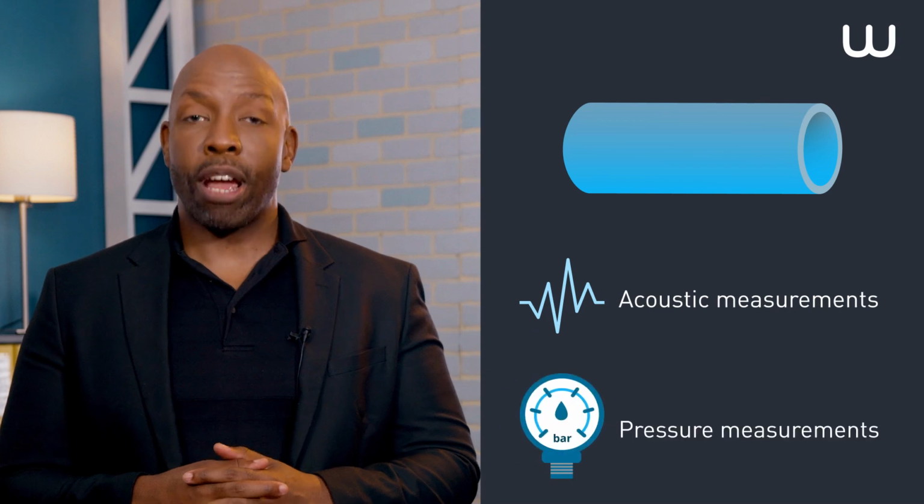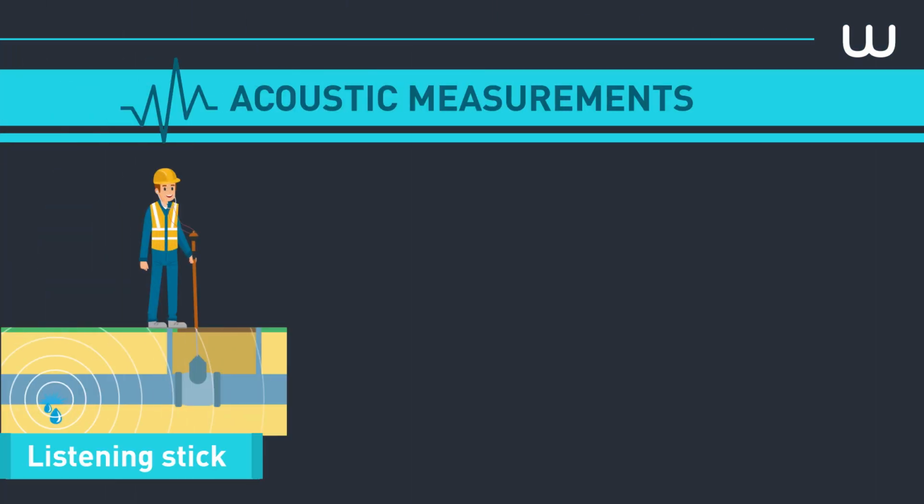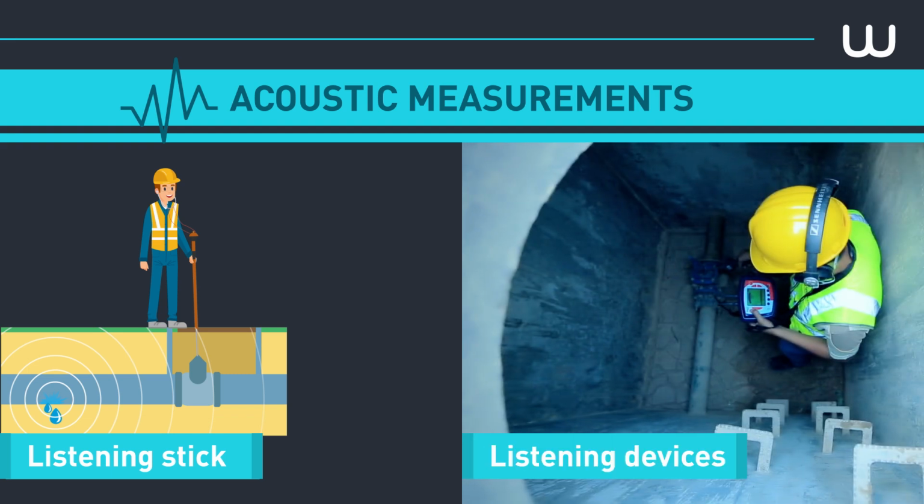Let's now look at the methods used to assess and monitor the condition of linear assets. Now, for drinking water networks, two methods are used: acoustic measurements and pressure measurements. For acoustic measurements, a listening stick is used as well as listening devices. Now, these devices are put in place over several days, on valves for example, in order to determine whether or not variations exist, enabling leaks or breakages to be detected.